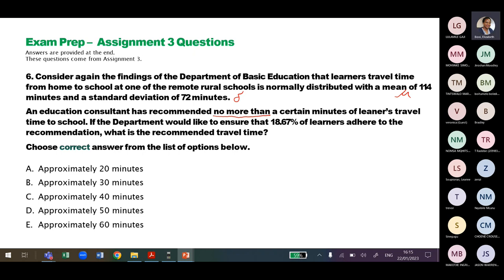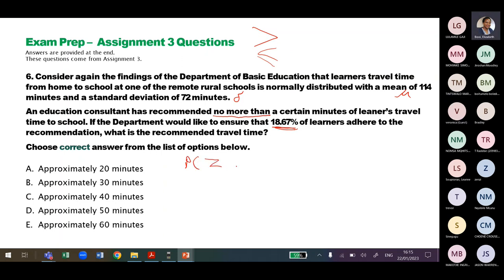But you also need to be very careful about this, because it says no more than. What does more than mean? More than means greater than. A no more than would mean less than or equal, right? Because it's the opposite of more than. So if they say no more than, then it means less than the value, right? Are we agreed? Yes, we agree. Okay.